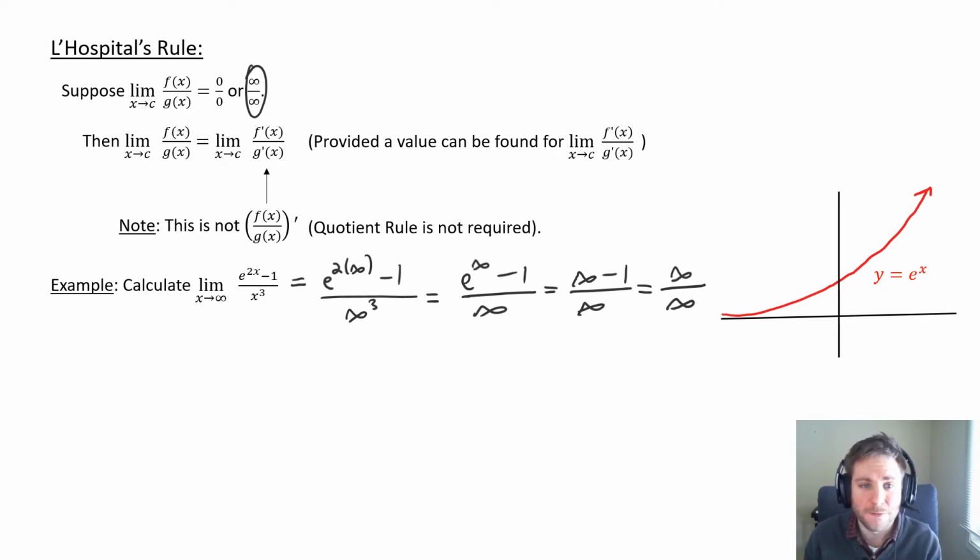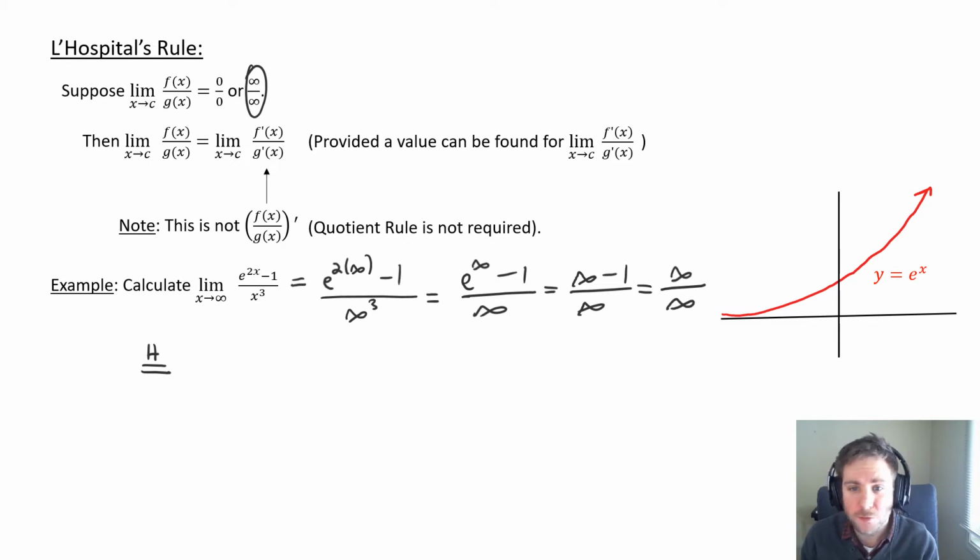So let's try it. To set myself up for using this rule, I like to put a capital H above the equal sign in my next step, and this just indicates to the reader that L'Hopital's rule is being applied here, and that the limit we want is equal to whatever follows from here, at least provided that a value can actually be found.